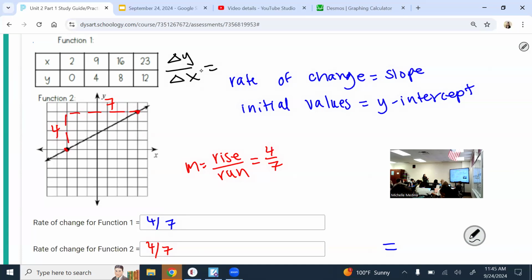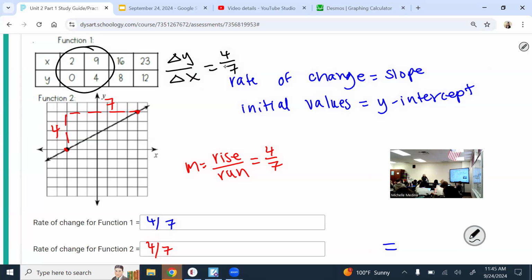So look at a pair of coordinates. What is my change in y going from 0 to 4? So then I would write 4. What's my change in x going from 2 to 9? So that's another way to see it.